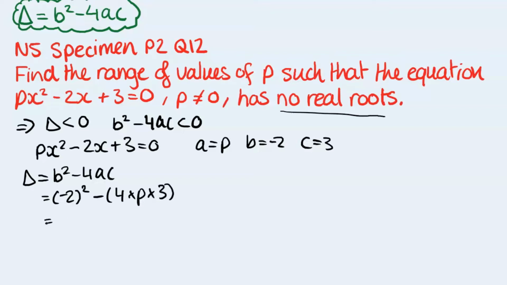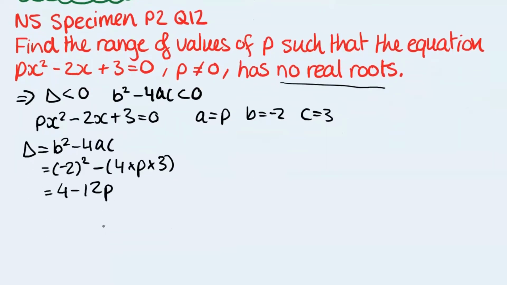So what does that give us? Minus 2 squared will be 4. Then we have minus 12p. Alright? So at this stage, we don't know what p is, so we can't get a value of the discriminant. But what we do know is that this quadratic equation has no real roots. So the discriminant has to be less than 0. Okay? So what we can do at this stage is make it 4 minus 12p is less than 0. So we have this inequality here.